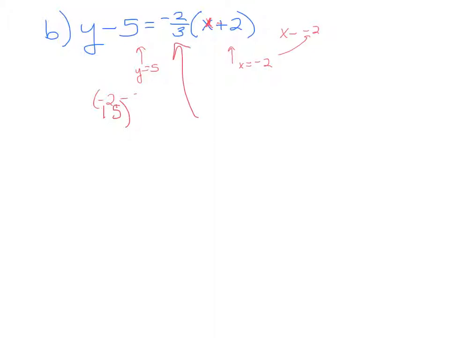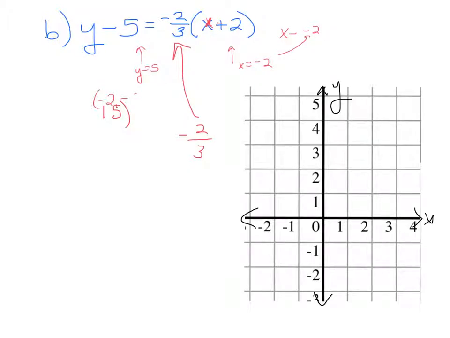Now my slope here is negative 2/3. So if my slope is negative 2/3, let's graph this. So we're going to graph negative 2, 5. If we graph negative 2, 5, the point's going to be about right here. Now our slope is negative 2/3. So we're going to go down 2, to the right 3. So if we draw our line, it crosses through negative 2, 5, and it goes down with a slope of down 2 over 3.